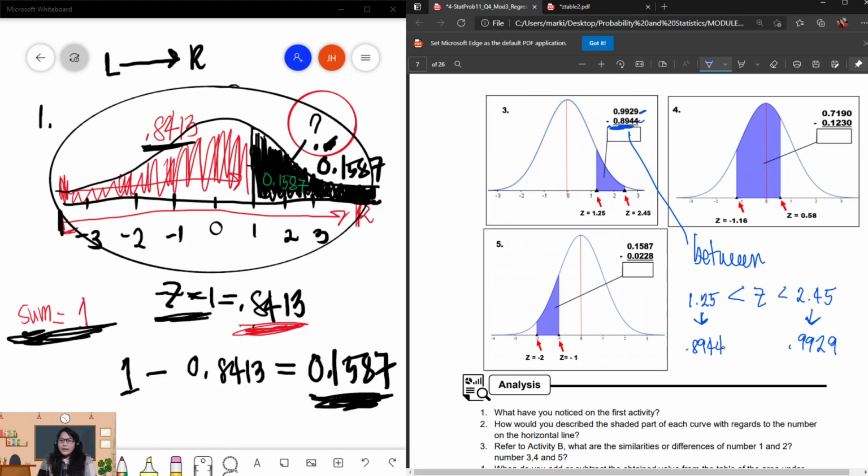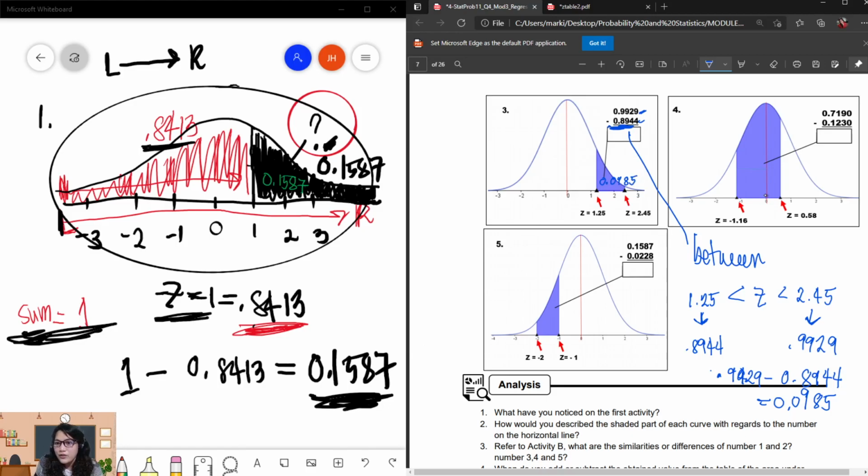In order for us to solve this, we need to make use of the larger value and subtract the smaller value to get this shaded region. So we have 0.9929 minus 0.8944. That is equal to 0.0985. So this shaded area here is 0.0985. Okay, are we clear?